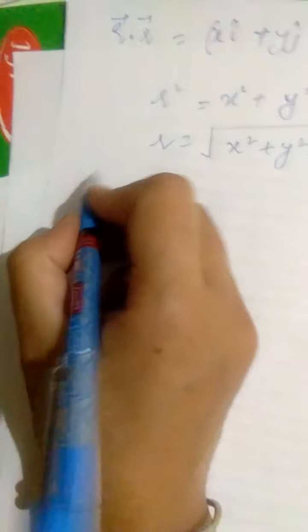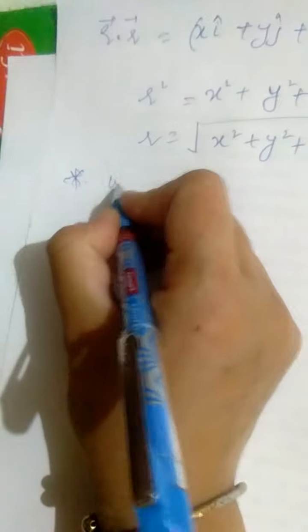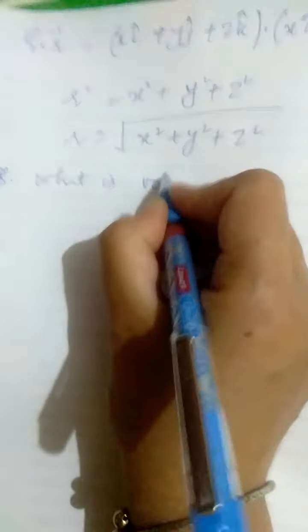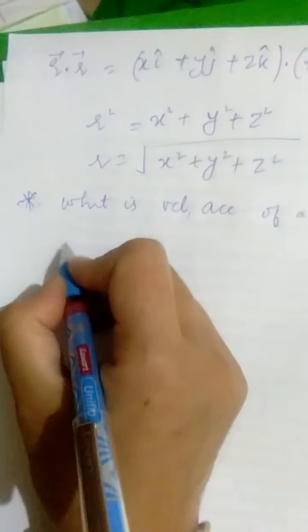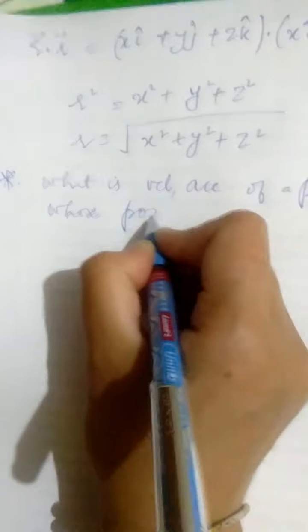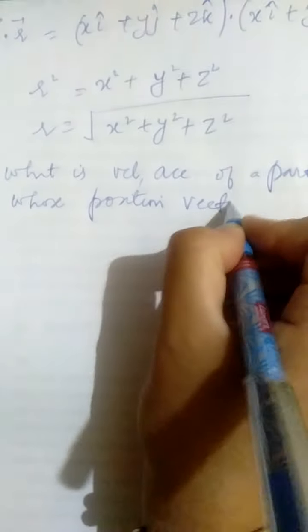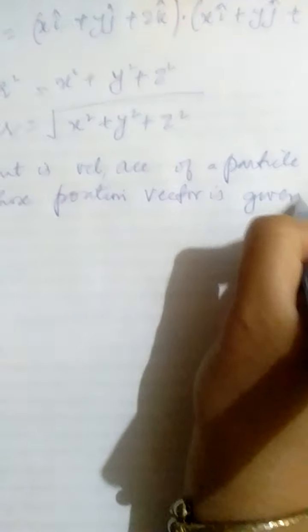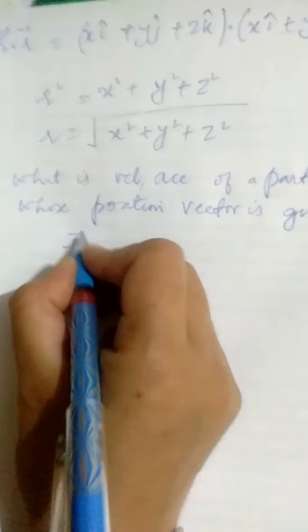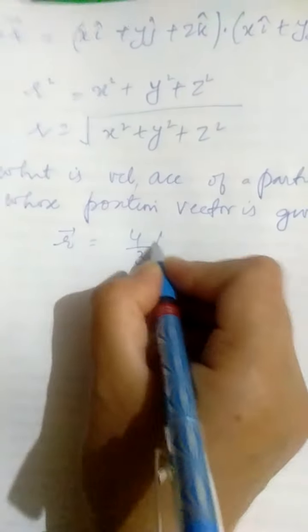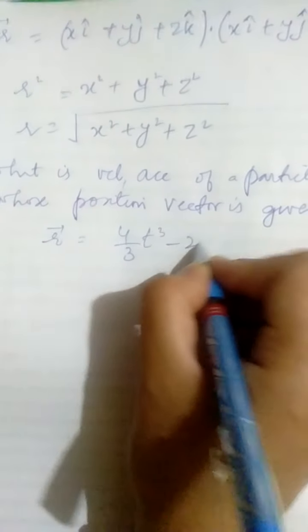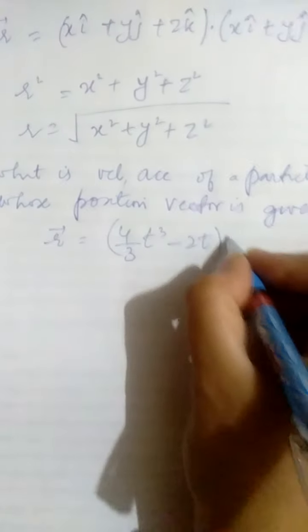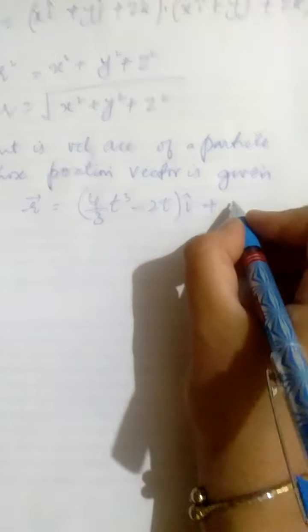Now let us move to a next example. Suppose you want to find what is the position or velocity and acceleration of a particle whose position vector is given by, randomly I'm choosing anything. Suppose you have this r vector, this is 4 by 3, anything, t cube minus 2t i plus say anything, suppose 6t square j, I'm choosing anything.